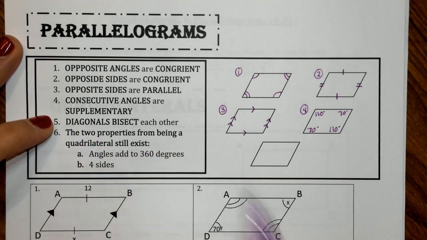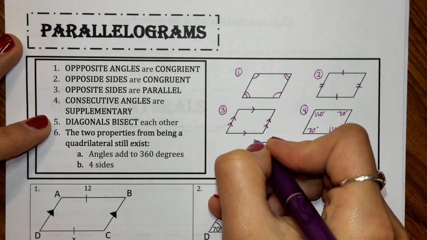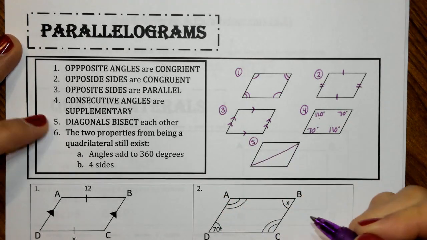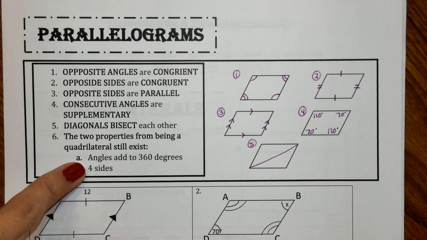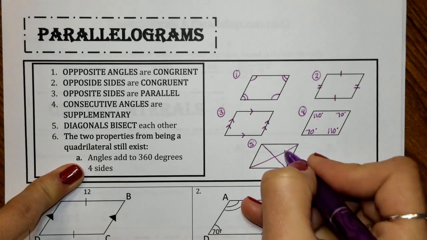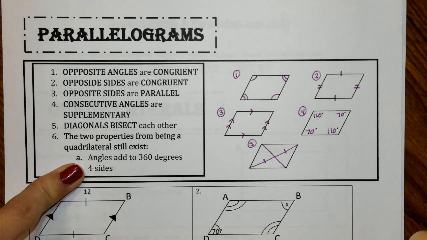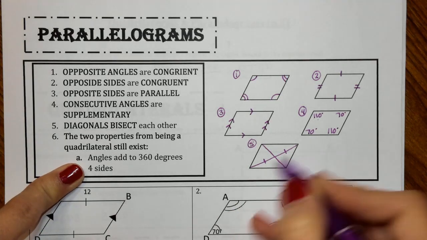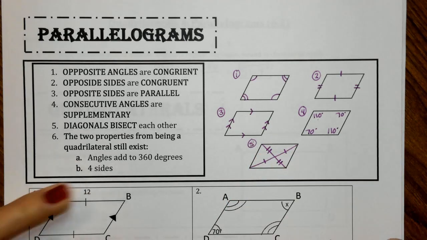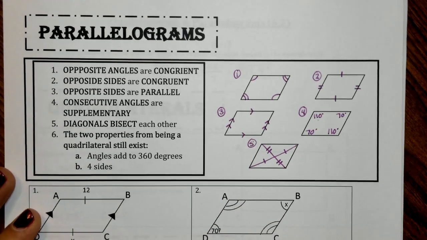Next, property number 5, your diagonals will bisect each other. Okay, what that means is when we draw in diagonals, we're going to go from one angle to the one across, the opposite angle, from one congruent angle to the other congruent angle. When we draw in the second diagonal, it's going to bisect that first one. Well, the first diagonal is also going to bisect that second one that we drew in. Okay, so you have this property as well.